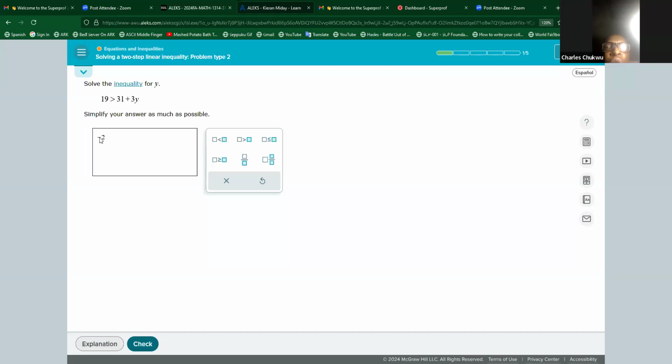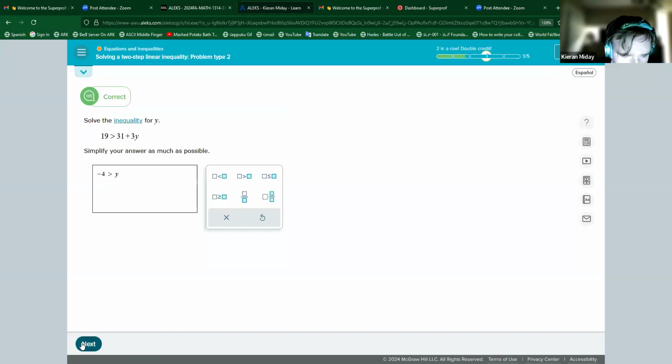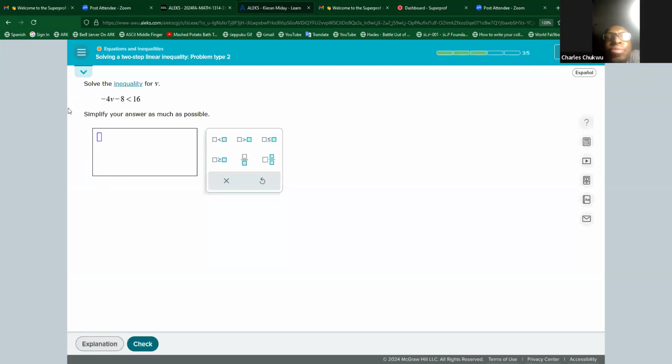It's 12, not 19. And then the sign is still the same. Except now we factorize, and then you have the y. Perfect. Okay, so go ahead and do a check. Okay, good. We're good.